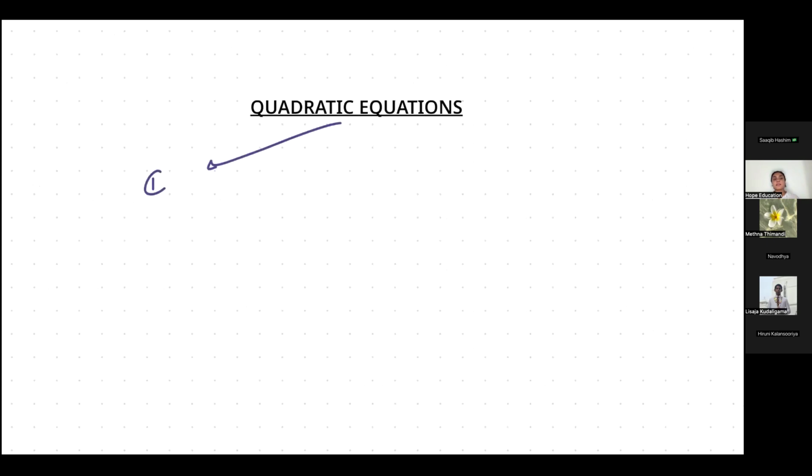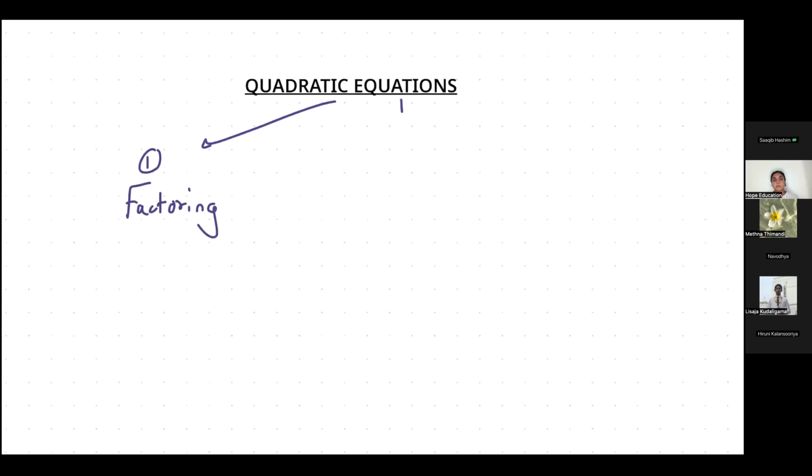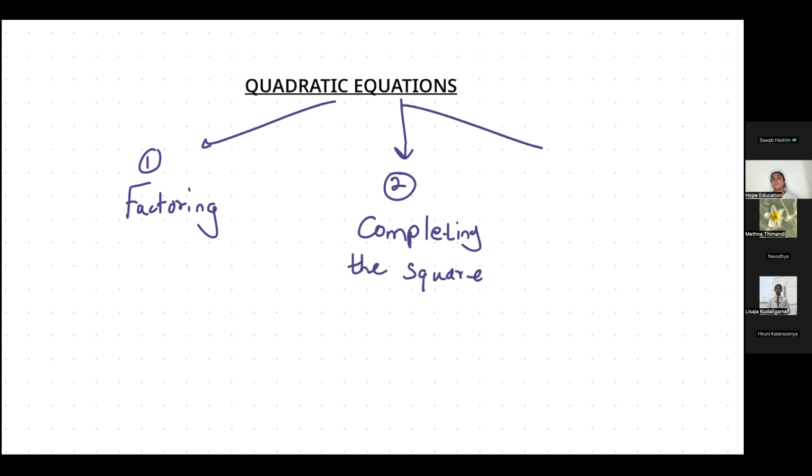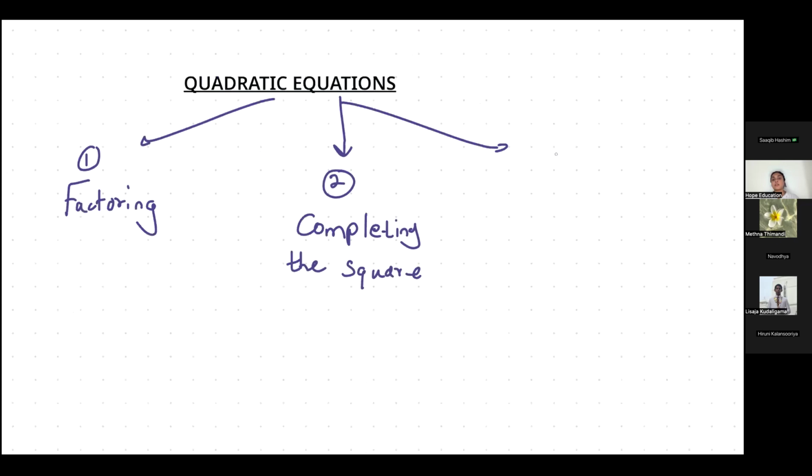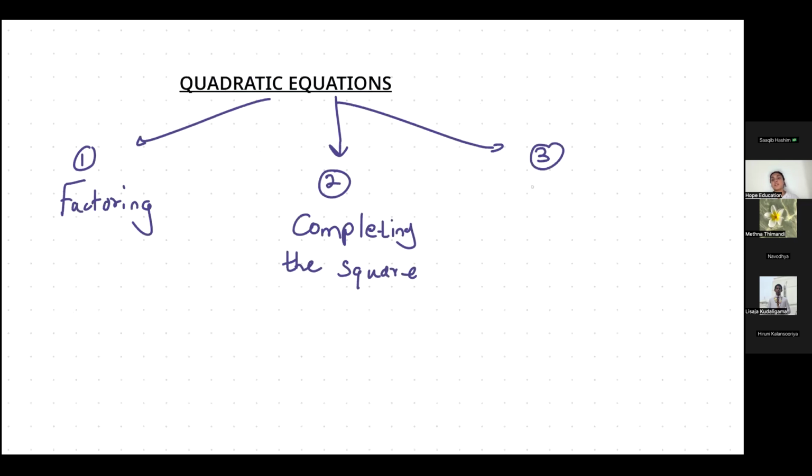Method number 1 is a method called factoring. That is what we are going to learn first. Method number 2 is a method called completing the square. Completing the square. And method 3 is a method called using the quadratic formula. Using the quadratic formula.